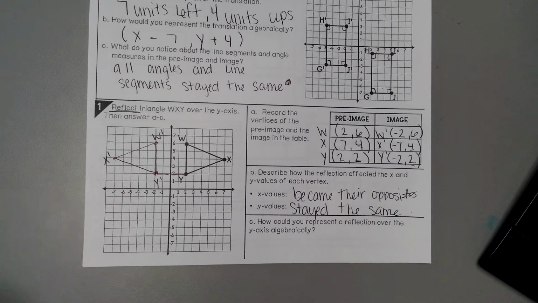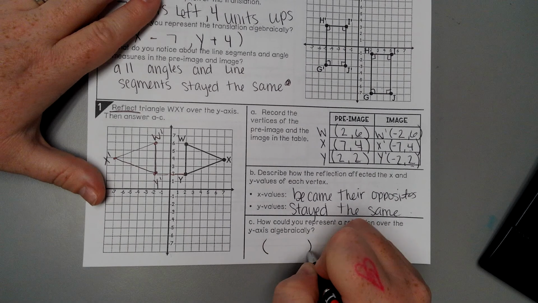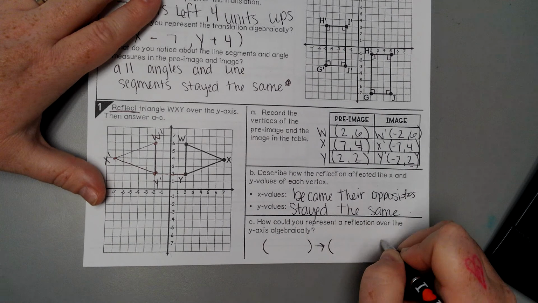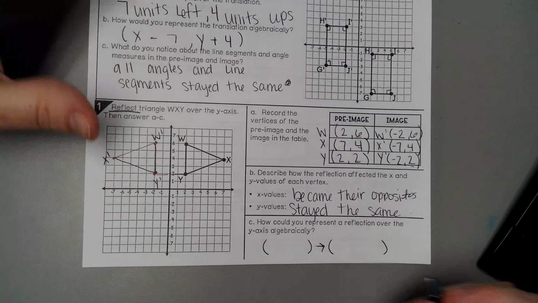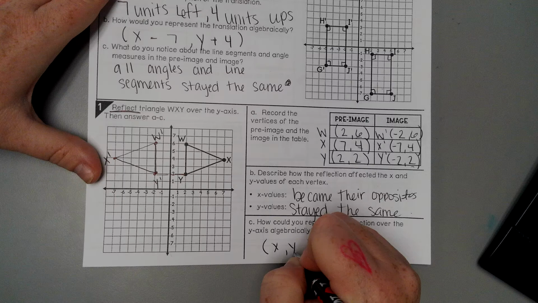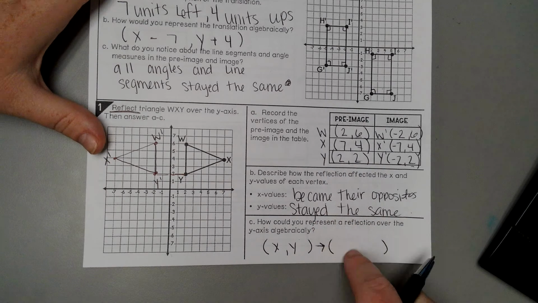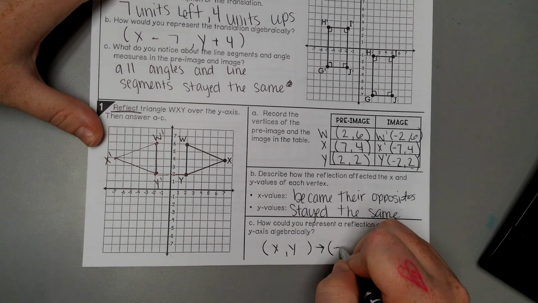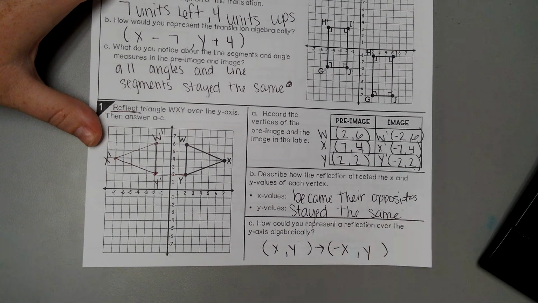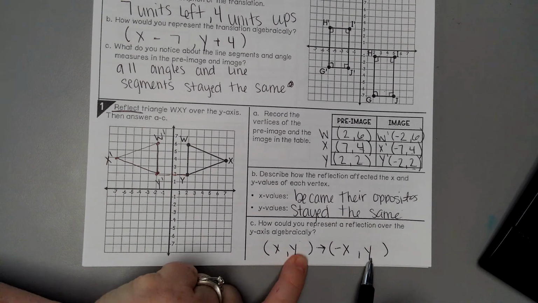How would you represent the reflection algebraically? So when you have a reflection, your ordered pair would look something like this, where our originals were x, y. They were both positive. And then our image, our x's became negative, and our y's stayed the same. That shows us that our x's are opposites and y's are the same.